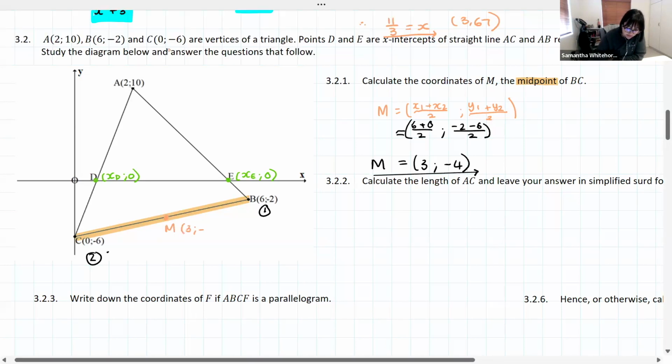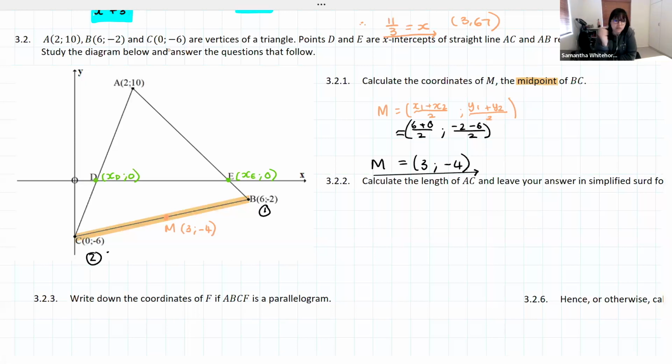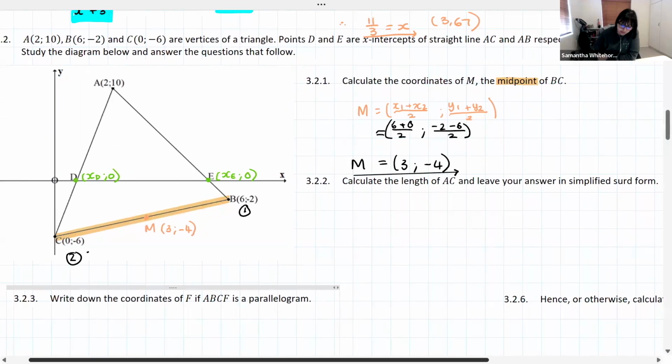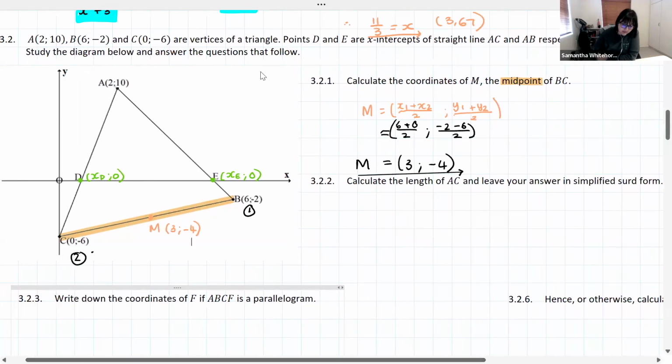Now, I've said this to you before, especially in geometry, I like to fill things in as I go along. It's up to you. I just find it easier to add information to my diagram as I go along because then I have more that I can use. 3.2.2 says calculate the length of AC, leaving your answer in simplified surd form. So basically just find the length.